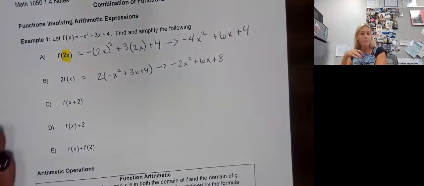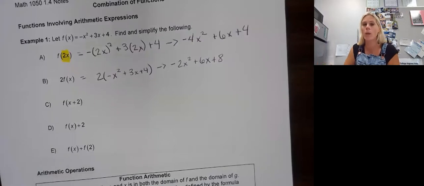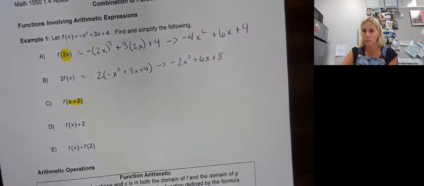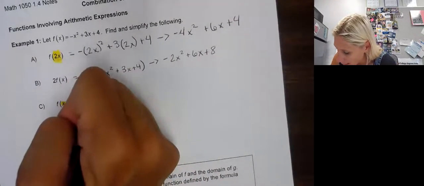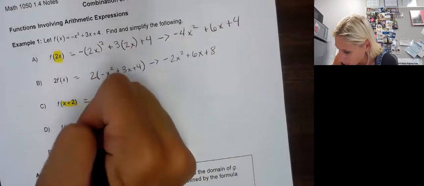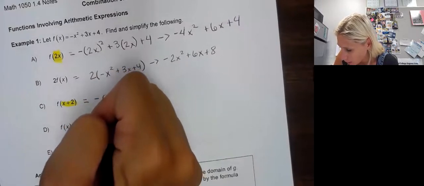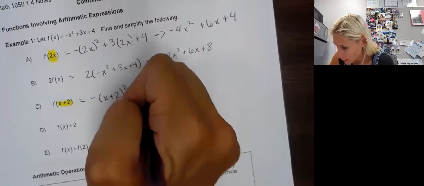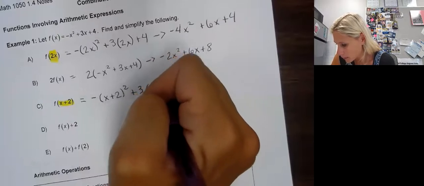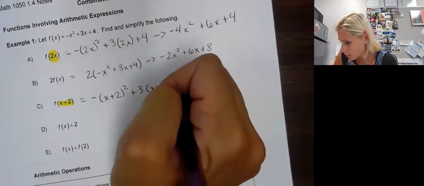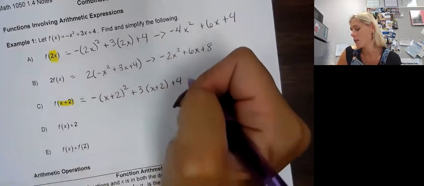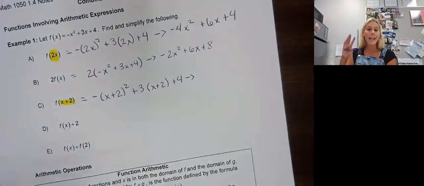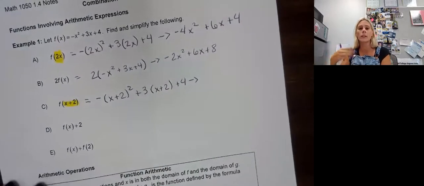All right. Again, this is on the inside, so I'm replacing all of my x's with x plus 2. So I start out with negative. Now instead of x, I'm going to put x plus 2, and that's squared, plus 3. Instead of x, I'm putting x plus 2 plus 4. All right, now in this case, we have a couple more things to do to simplify.